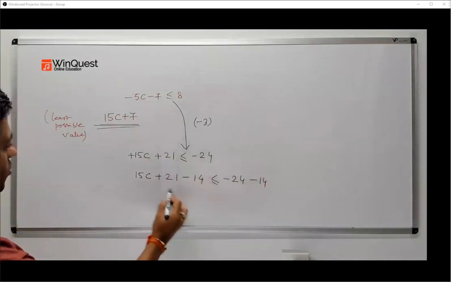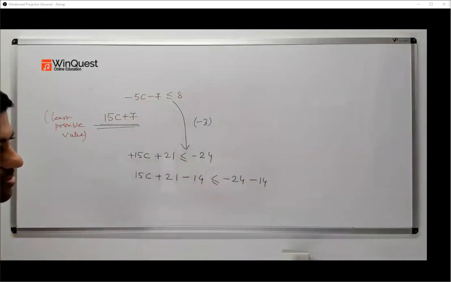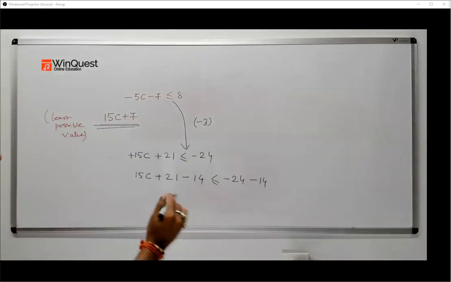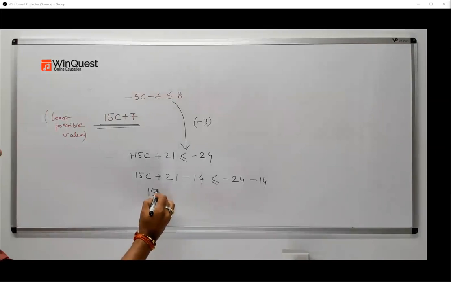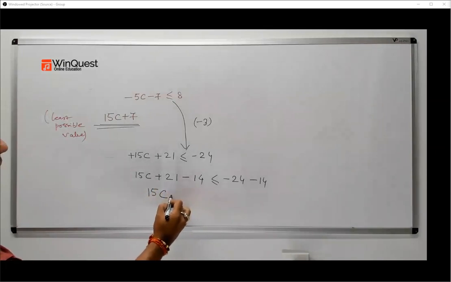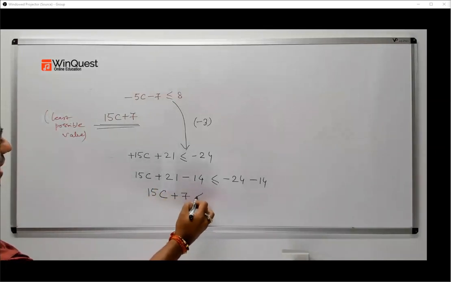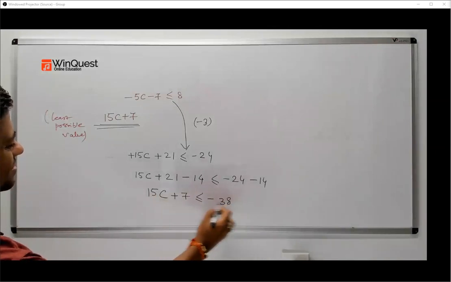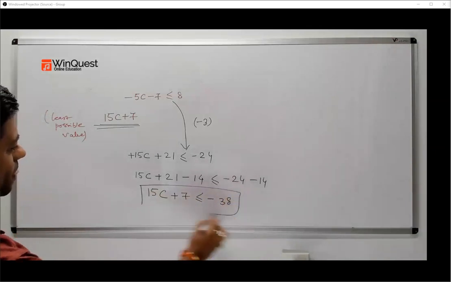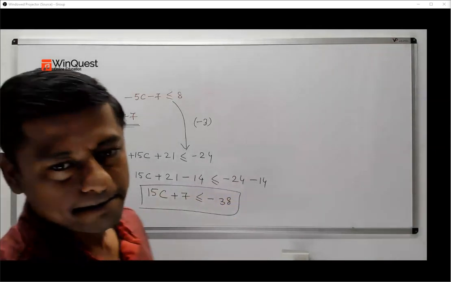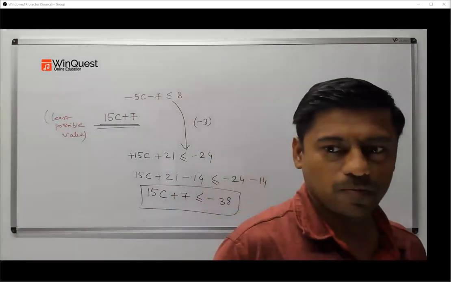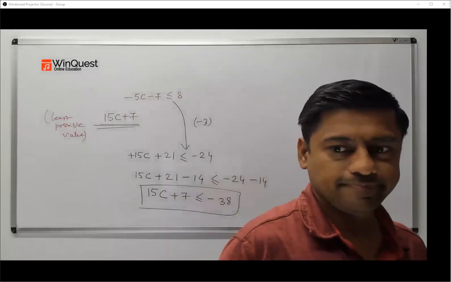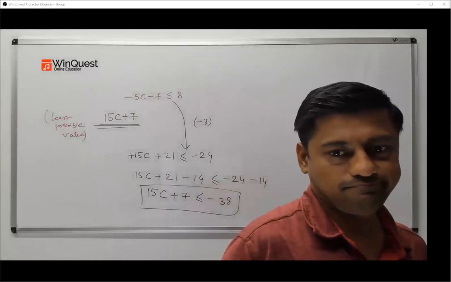That will give me this expression. I subtracted from both sides. I have a question. Do you flip the sign? I'll come to you, Karthik. I know what you're going to ask. 15c plus 7 less than or equal to negative 38. Wait, shouldn't we have to flip the sign when we do the -3 multiplication? Yeah, we had to flip the sign because you multiply by -3.